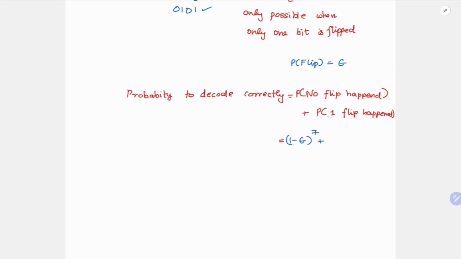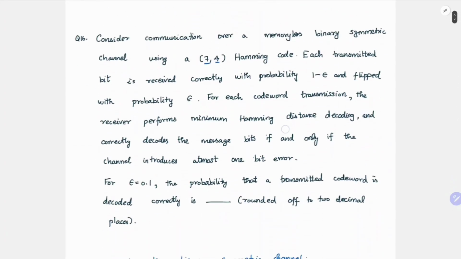So power 7, plus what is the probability of one flip happening? It can happen in any one of the 7 places. So 7C1 into the probability of one flip happening, epsilon, into the rest of the 6 unflipped. This will be your total probability. So 1 minus epsilon is 0.9, power 7, plus 7 into 0.1 into 0.9 power 6. This we can calculate. They have asked us to round off to 2 decimal places, but here you can take up to 3 decimal places. So it is 0.478 plus 0.372. Adding this, it comes to 0.850. So this is your probability to decode the message correctly. This is your answer.